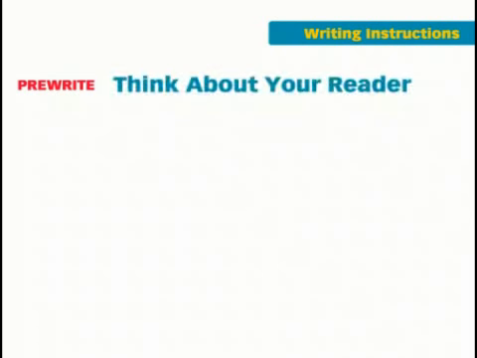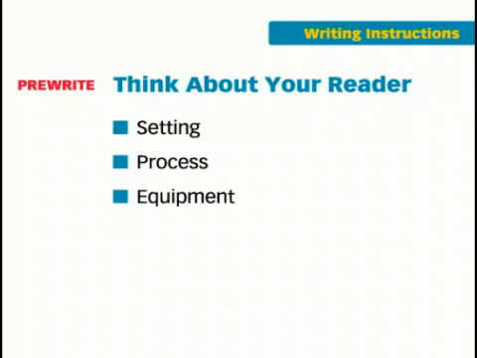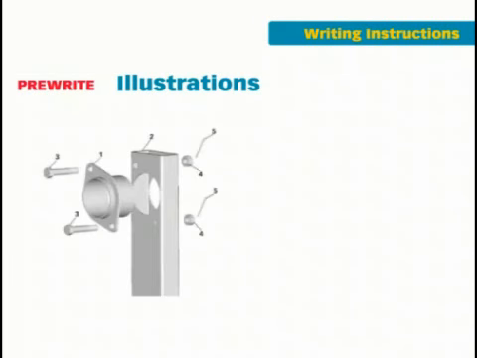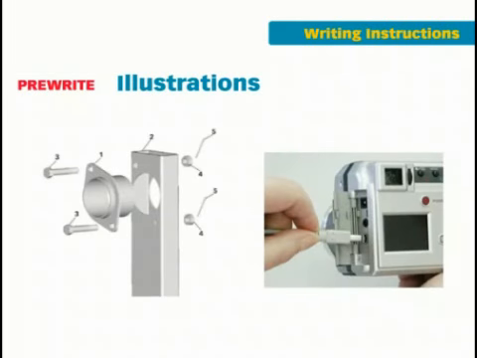Then, think about your reader, asking whether he or she is familiar with the setting, the process, the equipment, the personnel needed, the technical terminology, and the English language. Also consider what type of illustrations, like line drawings or photographs, would help your reader understand the process.